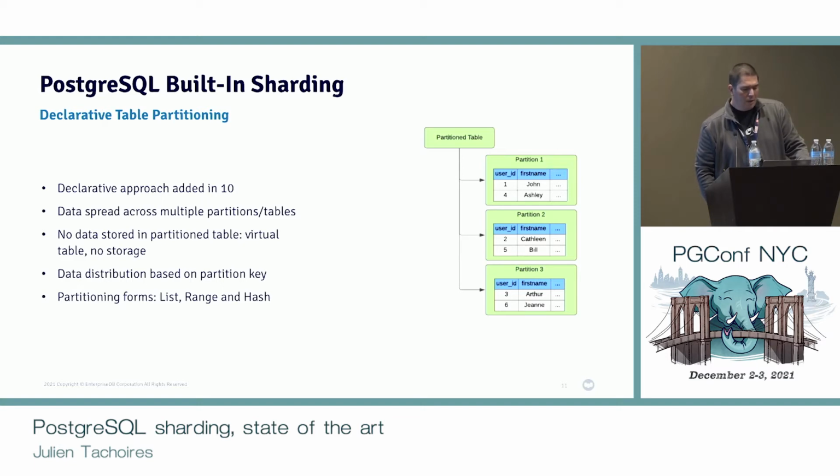With declarative table partitioning, the partitioned table is a kind of virtual table without any storage, meaning that no data can be stored on the partitioned table. Data distribution across the partitions relies on a partitioning key, and Postgres supports 3 different partitioning forms: list partitioning, range partitioning, and hash partitioning.